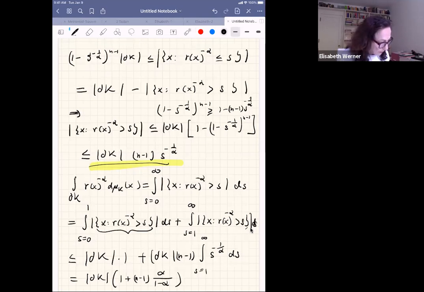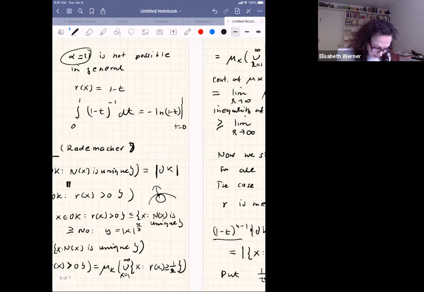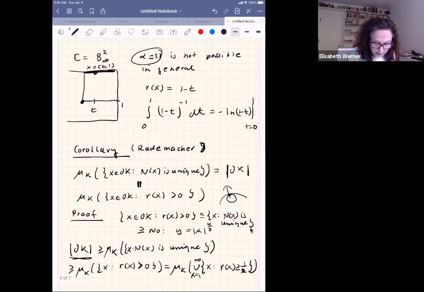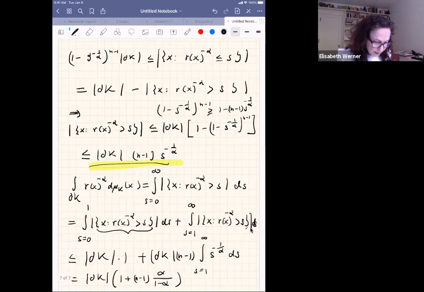So this shows this part of our theorem, that from this inequality here, we'll get that the function is indeed integrable. And that will be crucial for the next step in the proof of our theorem.